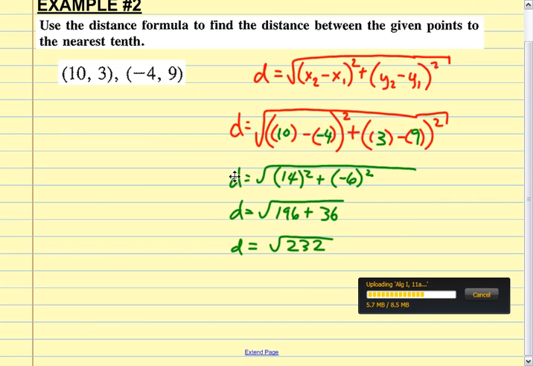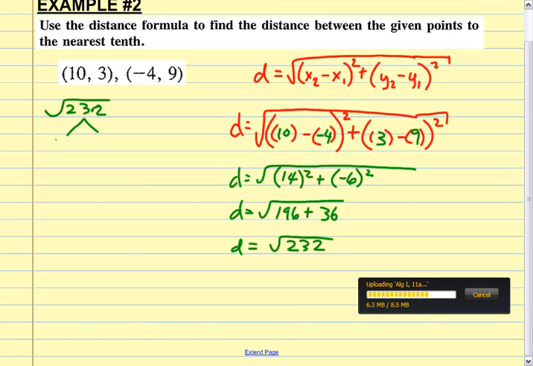Now, I know 4 goes into it. I need to simplify this thing. Do not give me a decimal. Give me a simplified radical, okay? So I'm going to go over here, square root of 232.